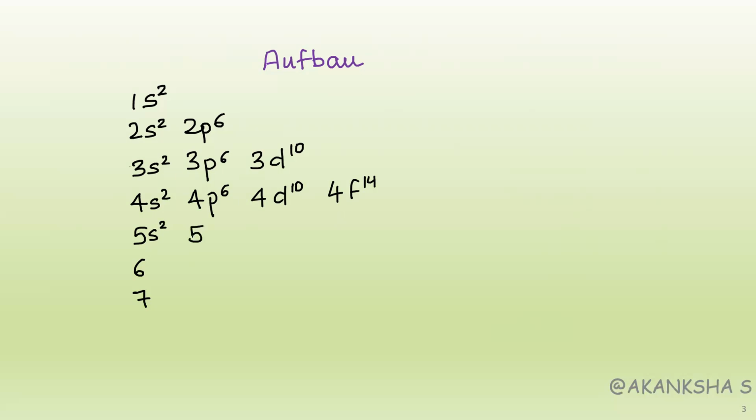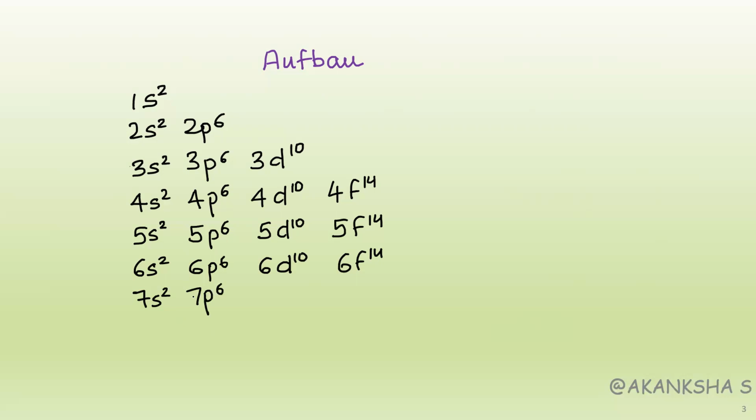After the fourth one, each orbit has all four divisions. So 5s2, 5p6, 5d10, 5f14. The sixth one has 6s2, 6p6, 6d10, 6f14. And so does the seventh one: 7s2, 7p6, 7d10, and 7f14.